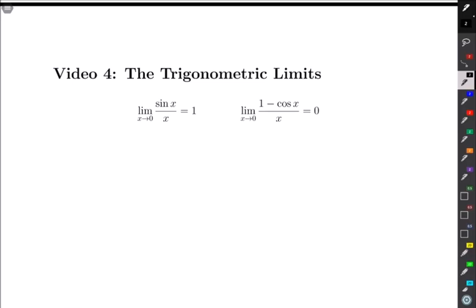In this video, we'll be talking about the two special trigonometric limits that are included in your textbook and show how you can prove that these limits are what they are using the squeeze theorem.